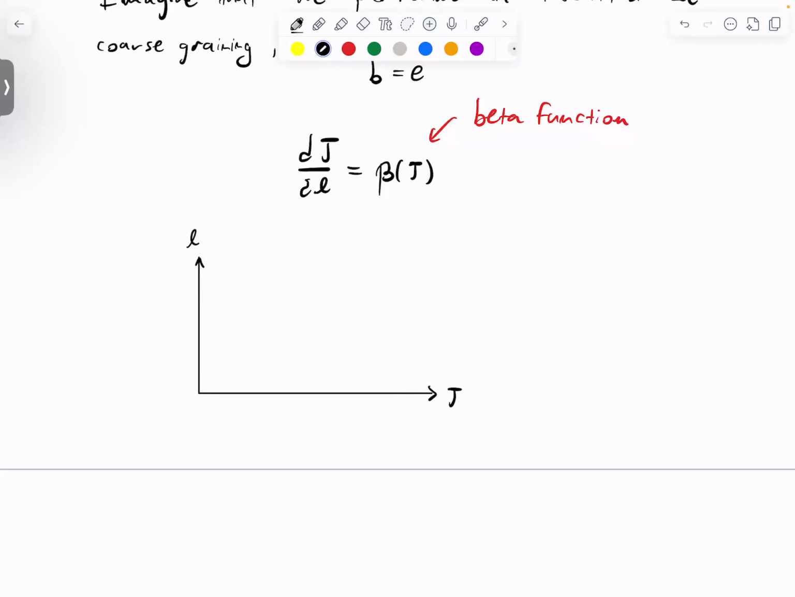You can have different kinds of behaviors. For example, you could have a behavior where this J flows towards weak values. Okay, so it diminishes under this RG procedure. And in that case, you can continue maybe the RG forever. And then the only thing that stops you is, for example, the system size or the temperature or a mass, if there's some mass. We'll talk about that later.